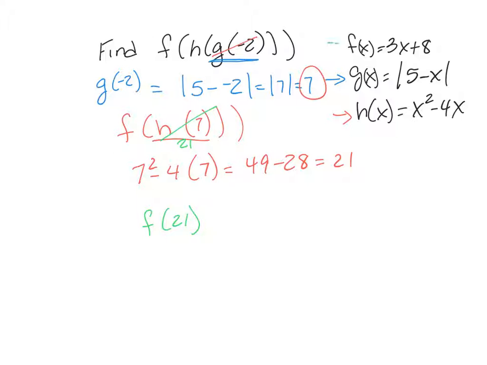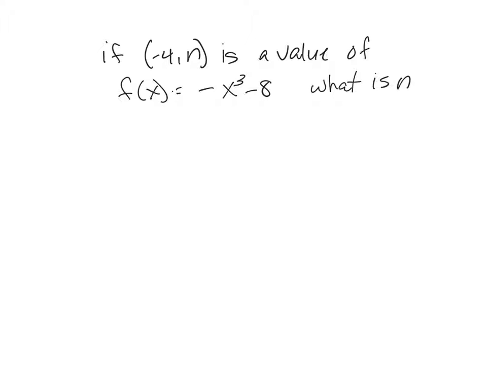Well, now you go find the f function, and this order can be in any order, so you have to do it in the order that she tells you to do it. And that would be equal to 3 times 21 plus 8, because you're plugging it into the f function, which would be 63 plus 8, which would be equal to 71. And that is your final answer. So f of h of g of -2 is 71.